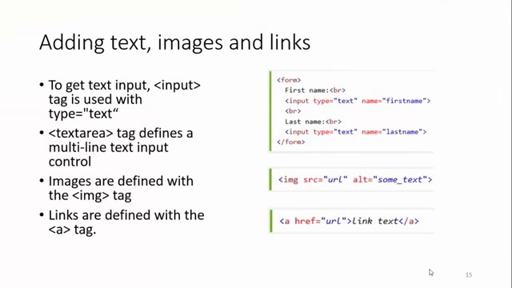Like text, images are defined with the img tag, or the image tag. The img tag is empty. It contains only attributes and does not have a closing tag, as you can see. The source attribute specifies the URL or the web address of the image. The alt attribute specifies the alternate text for an image if the image cannot be displayed.